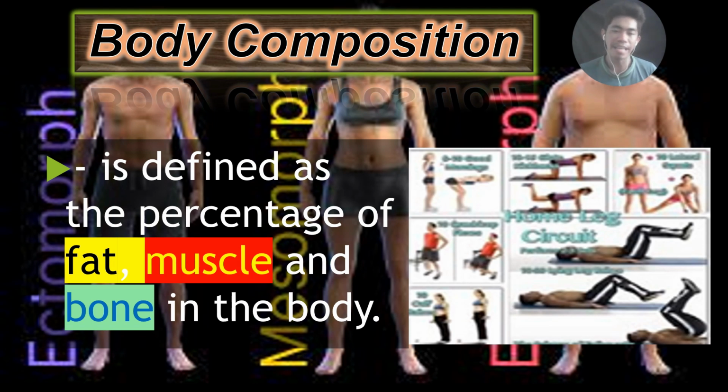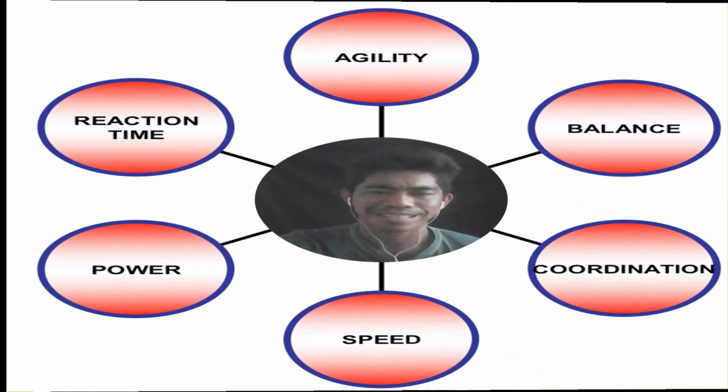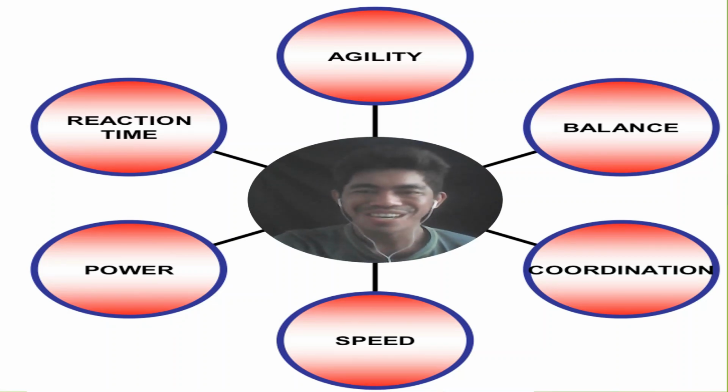That's why their body compositions are not more on fats. They have less fats, less muscles, and they have only bone. That's why they have this tiny body. But for mesomorph, they have a balance of fat, muscle, and bone. And that's all for our health-related components.